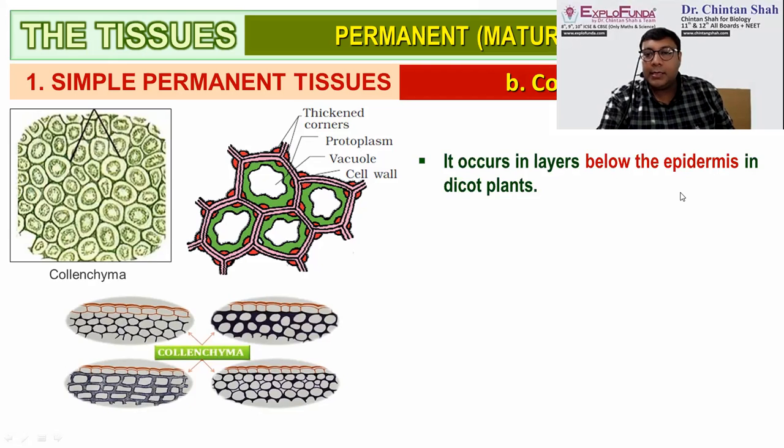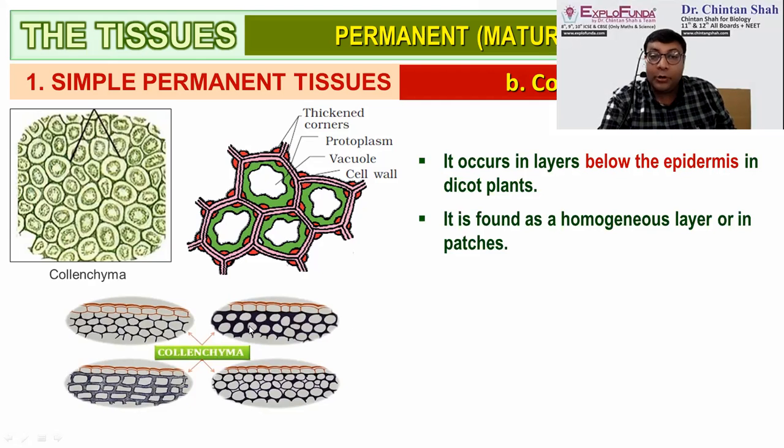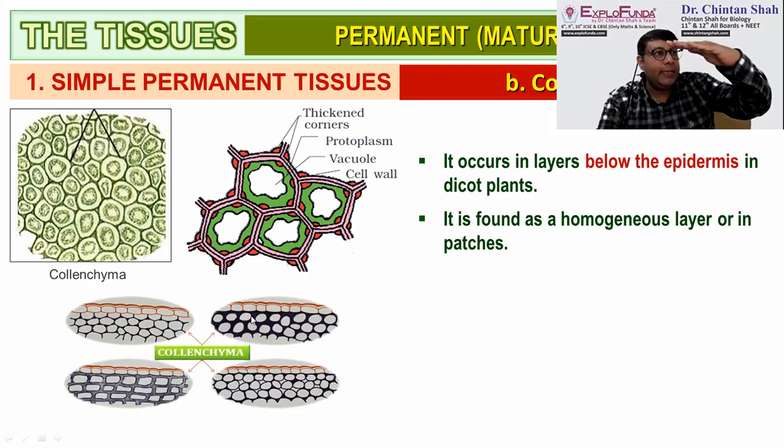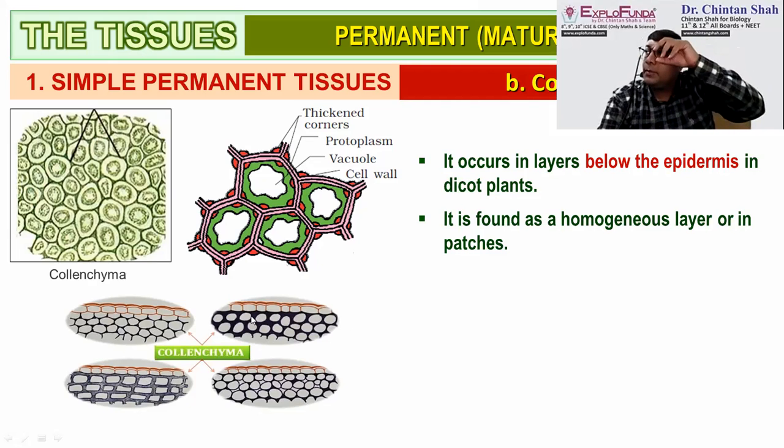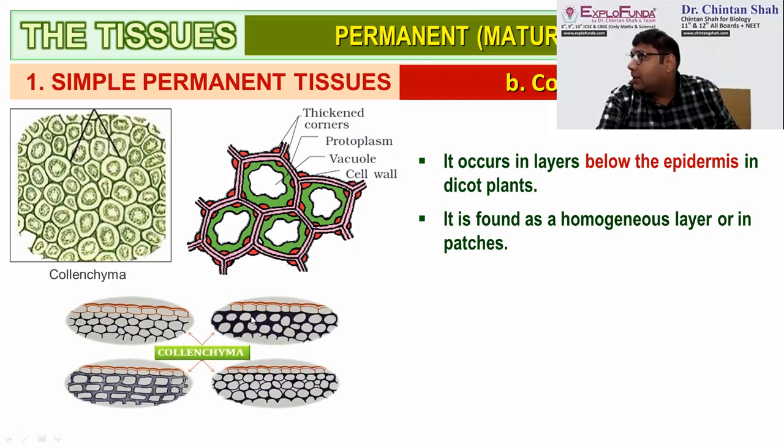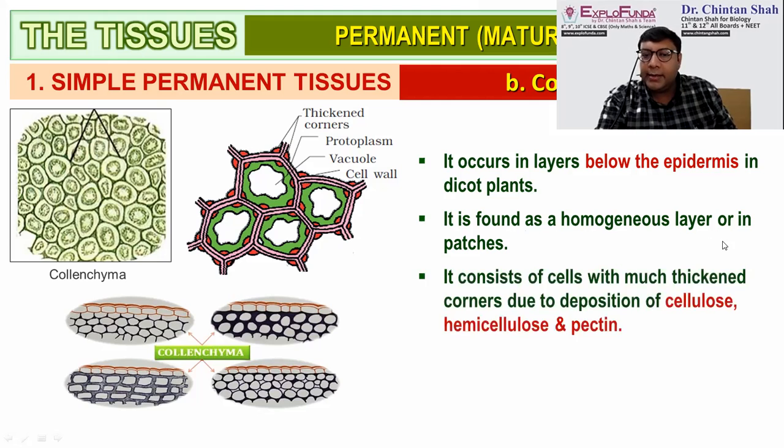So it occurs below the epidermis in the dicot plant. That's why it is known as hypodermis. Epidermis is the uppermost one. Hypo means lower one. Okay, that's why it is like epigynous flower, hypogynous flower. Epi means upper, hypo means lower. It's just like that. It's found as a homogeneous layer, or in patches also it is present.